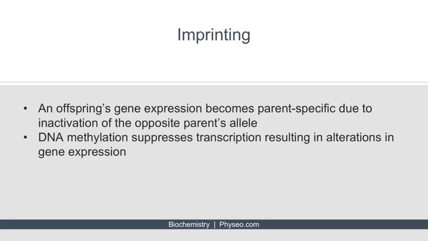Let's get started. Imprinting refers to the idea that an offspring's gene expression becomes parent-specific due to inactivation of the opposite parent's allele. This is commonly caused by DNA methylation, which suppresses transcription and can alter gene expression.